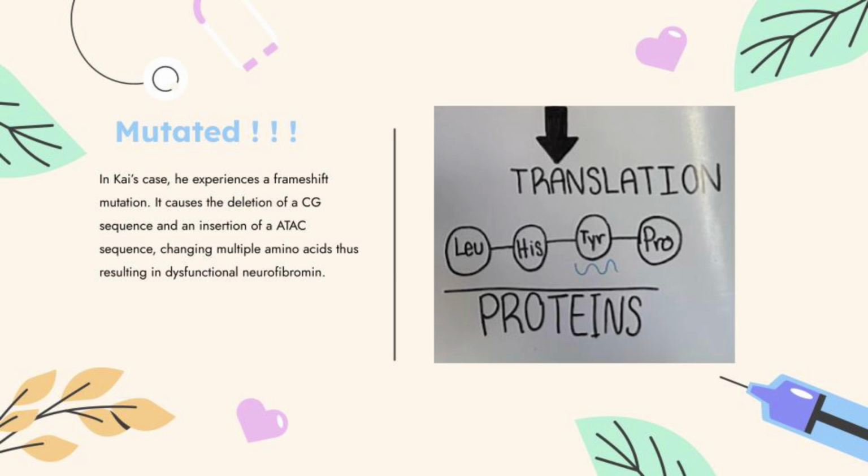Messing up the sequence of 3 amino acids causes the mutation that can later become visible physically or show up in the genetics of a person and their offspring.